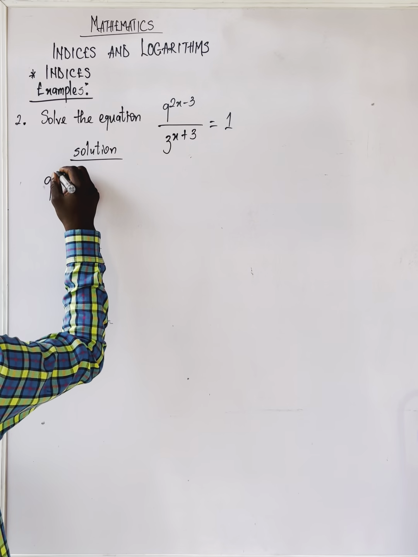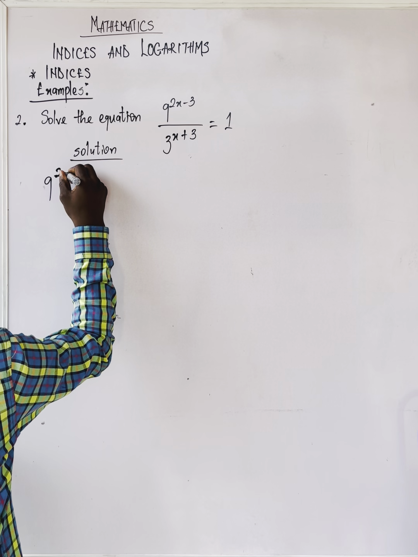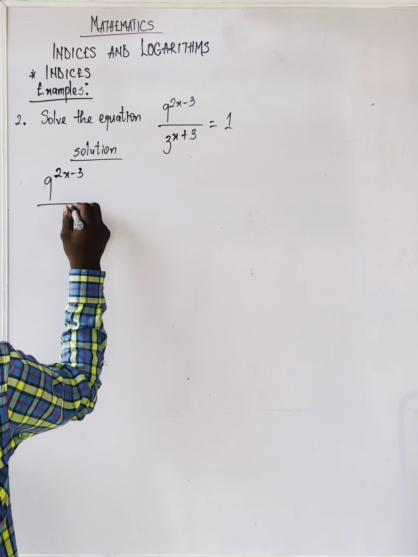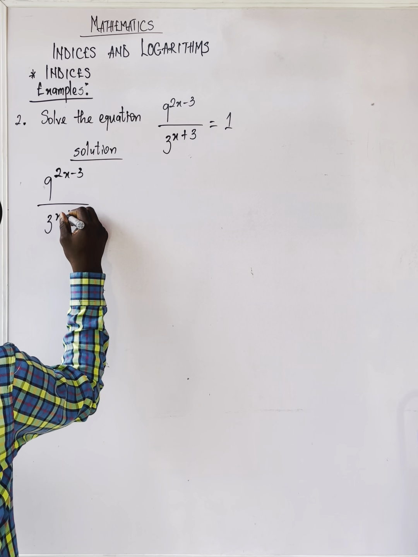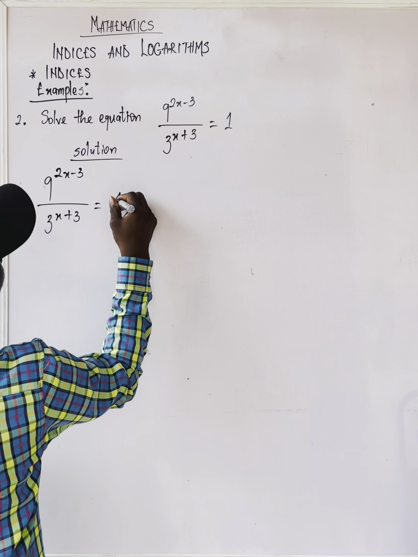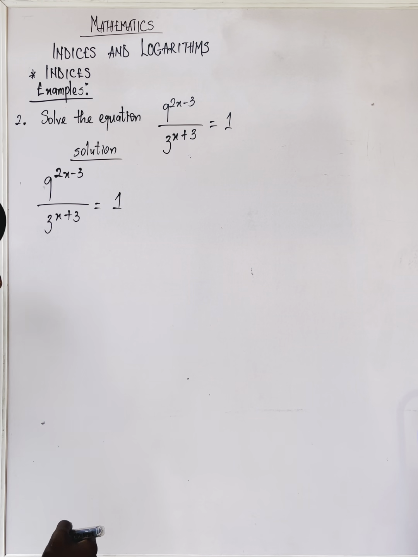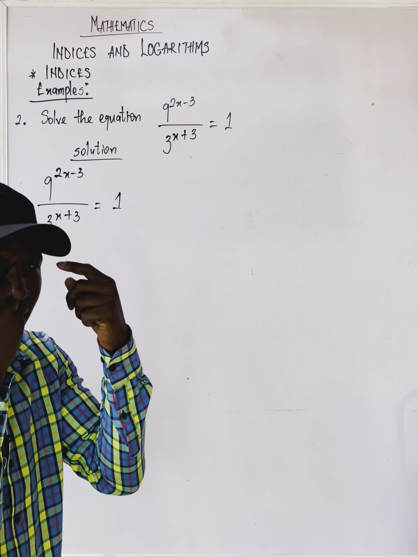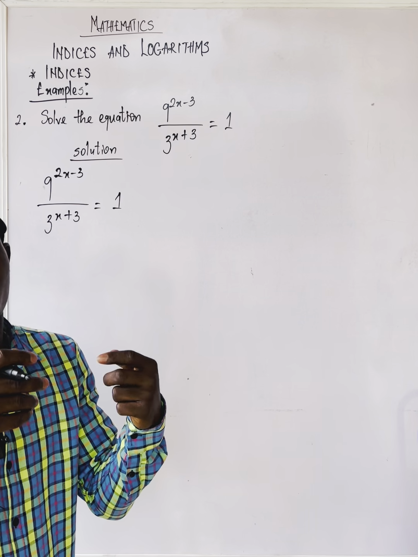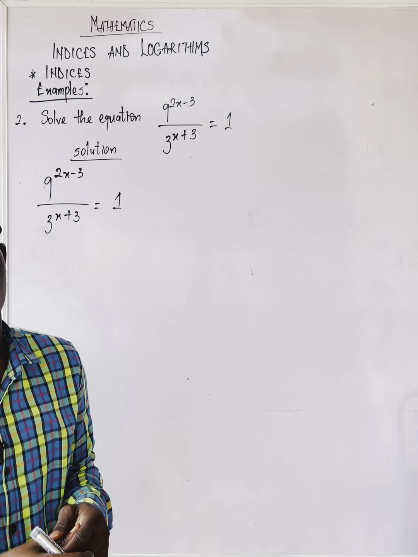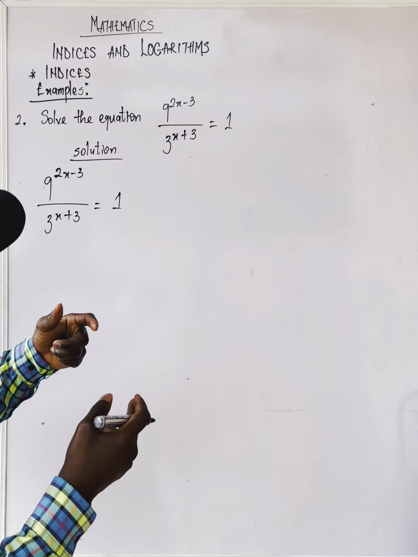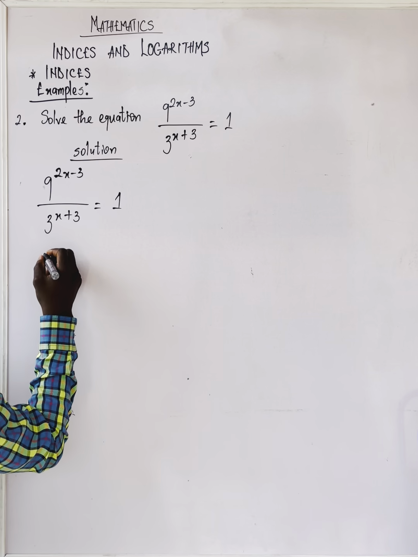Very, very simple. 9 to the power of 2x minus 3 over 3 to the power of x plus 3 all equals 1. Now, how do you solve this question? Let's reduce this 9. That's the first thing. When you see an indices question, you don't have to be scared or afraid at all. When you see it, you will know what to do. So now let's reduce this 9.